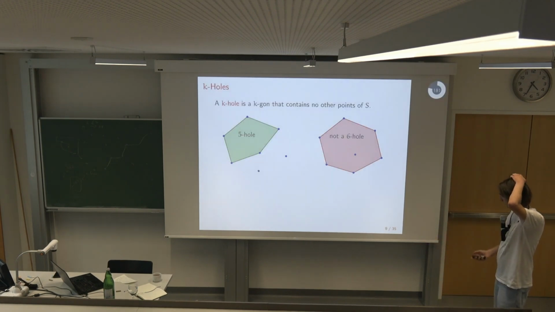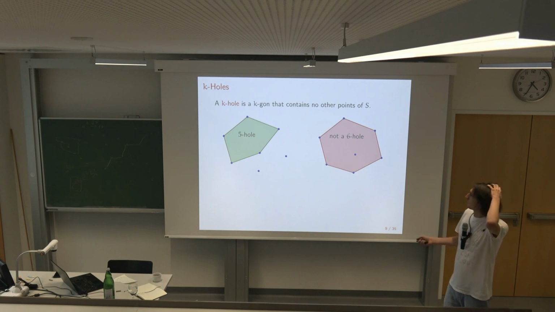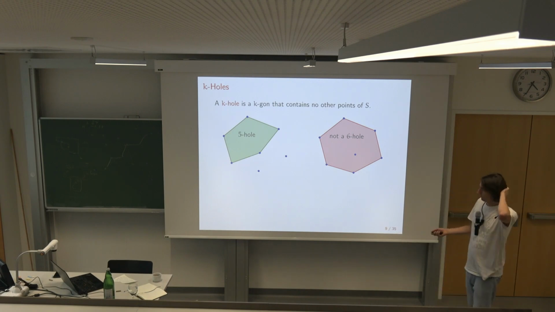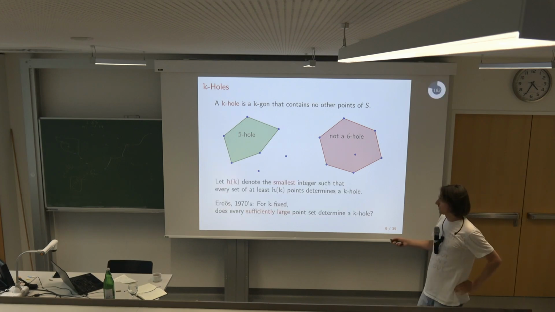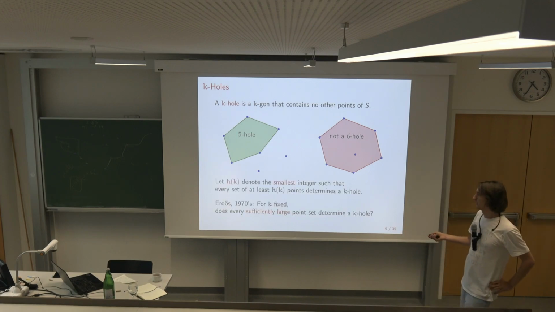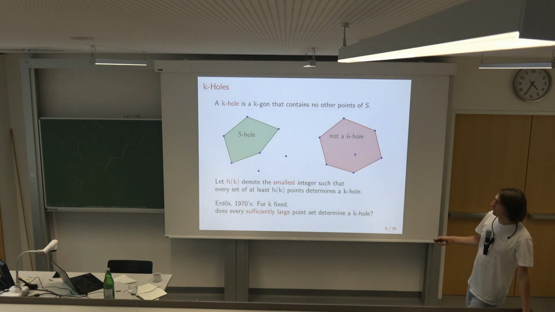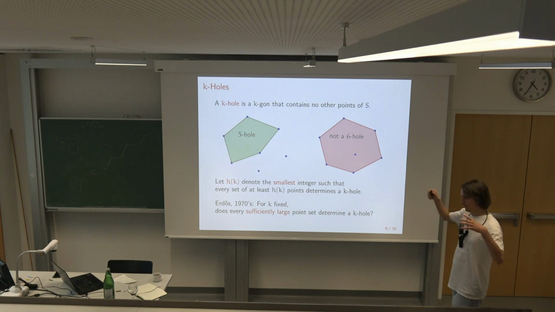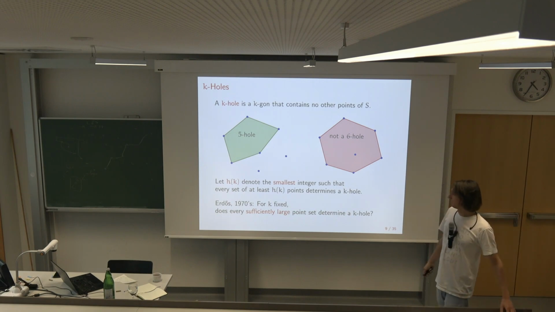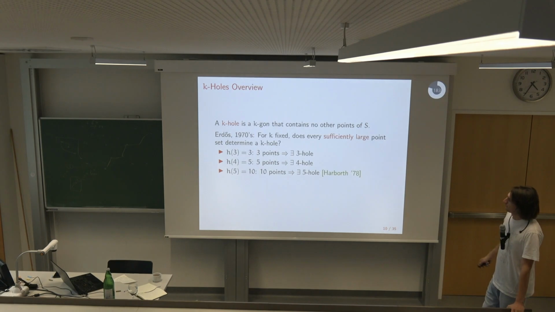And as I mentioned already, today we talk about empty k-gons, which are called holes. Yeah? It's not a 6-hole because there's something inside. And similar to G of k for k-gons, we look at H of k for k-holes. And we want to figure out, so Erdős asked, is it true that this number is finite? Is there always, for every k, a k-hole in every sufficiently large point set? And in the beginning you have the same thing. Yeah, I mentioned already, if you have 5 points, there's a 4-hole.